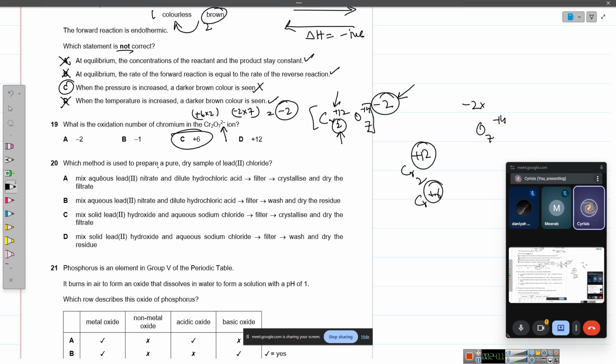Which method is used to prepare a pure and dry sample of lead chloride, right? Mix aqueous lead nitrate with dilute hydrochloric acid, right?